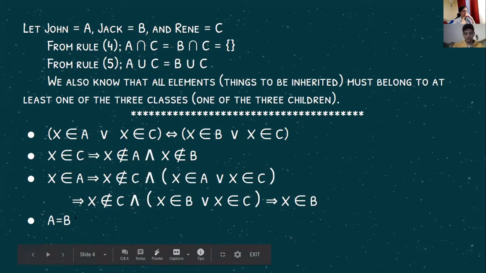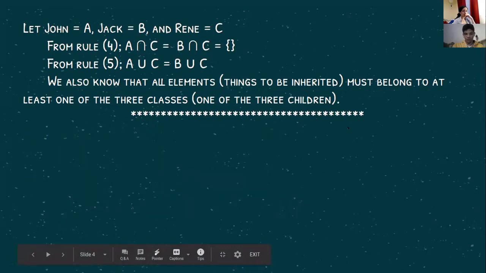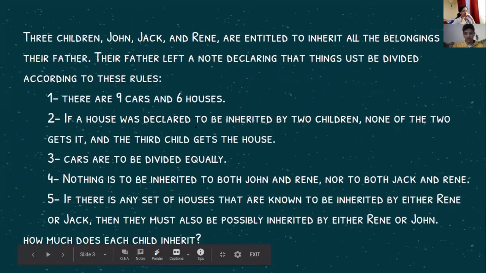So what does this tell us? Going back to the conditions, we know that if a house was inherited by two children, then none of them gets it, and only the third child gets the house. So now I know that every single house that A owns, B owns, and every single house that B owns, A owns. So this would mean that neither A nor B can get these houses, and C will get them. That's from rule number 2. If in the will it is written that Joan and Jack, or A and B, will get the same houses, none of these gets the houses, and Renee gets it.